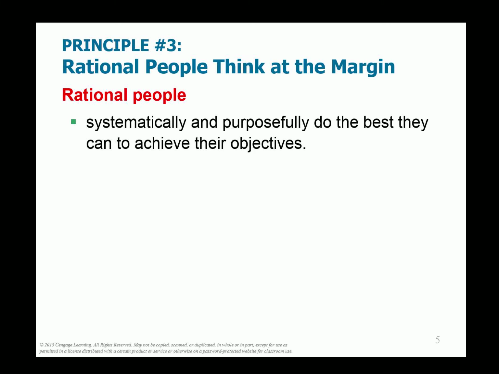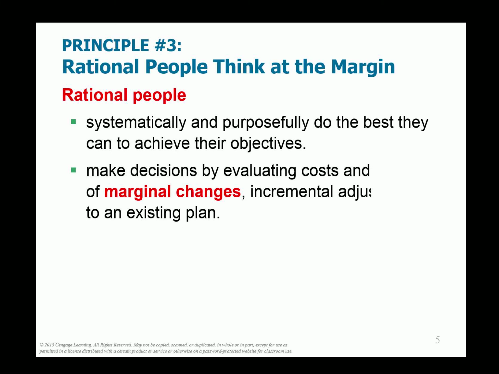Okay, now principle number 3, rational people think at the margin. All right, a rational person is someone who systematically tries to achieve what's best for them. We actually, in economics, believe that all people act rationally. Now, if we see someone that looks like they're not being rational, that's because we don't understand the objectives they're trying to achieve. And then they also make these decisions at the margin. Okay, you guys got to think of the margin as like the one step forward.